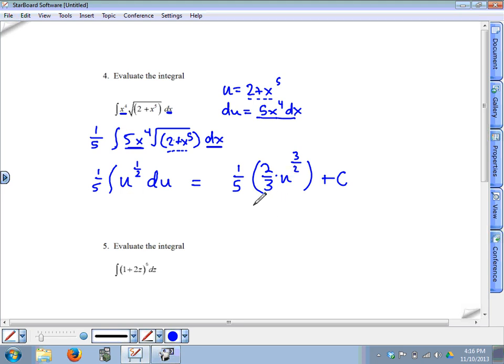Now we undo the substitution, and we're going to get 2 over 15, and then u is equal to 2 plus x to the fifth, to the 3/2, plus c.